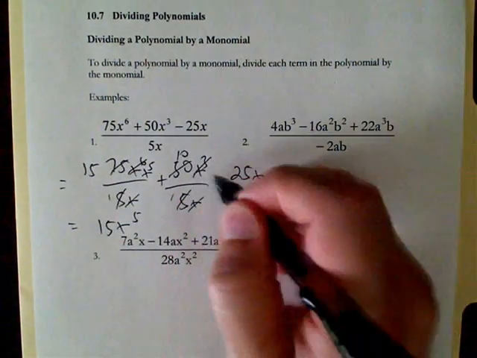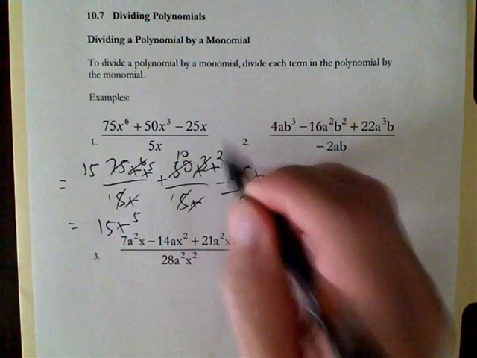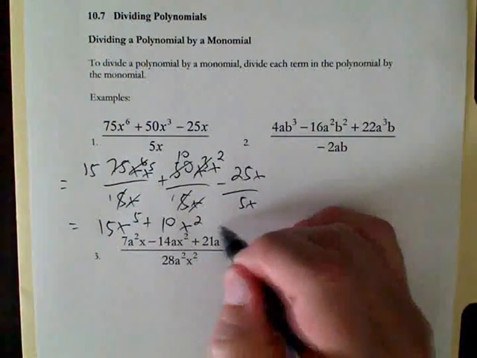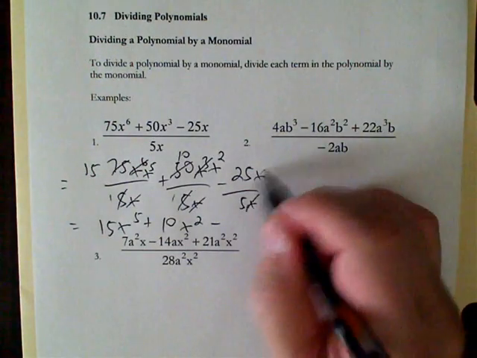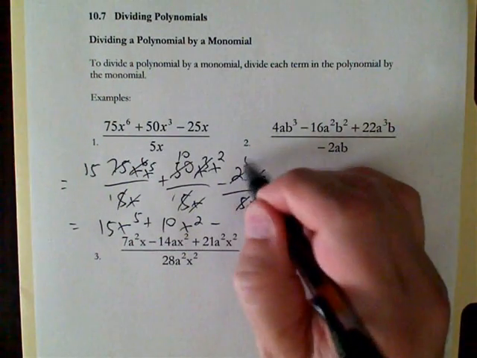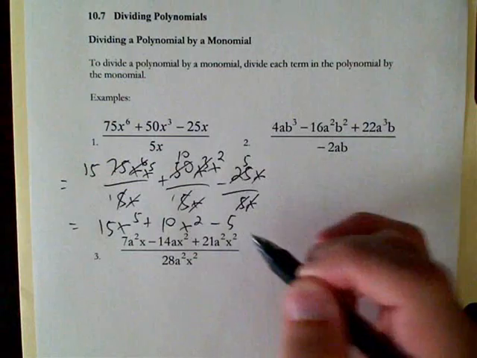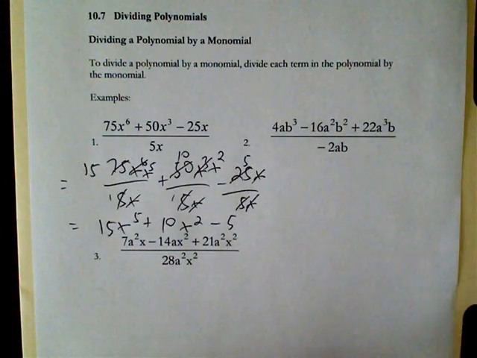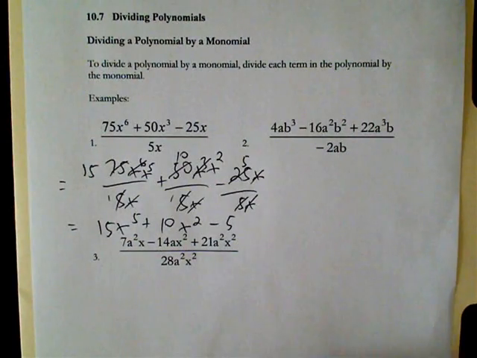For this one, 5 goes into 5 once, 5 goes into 50 10 times. This x cancels one of those x's, leaving x squared. That leaves 10x to the 2nd power, minus these x's cancel. 5 divides into 25 5 times, leaving us with a final result of 15x to the 5th plus 10x squared minus 5. Let's do number 2.